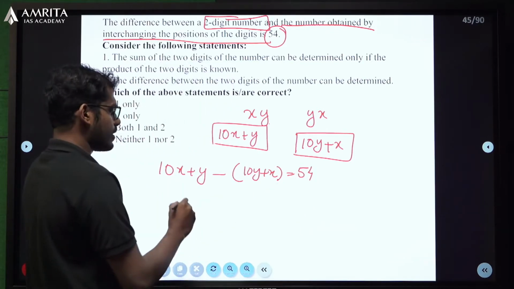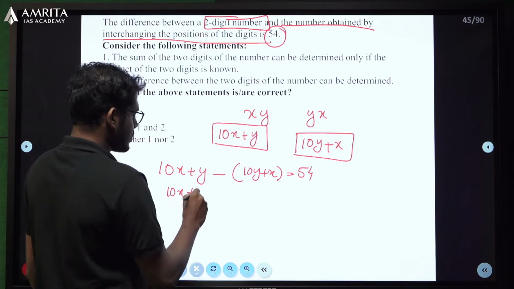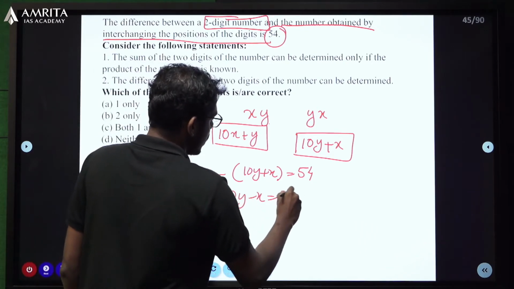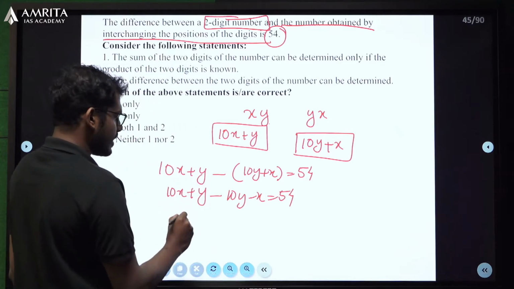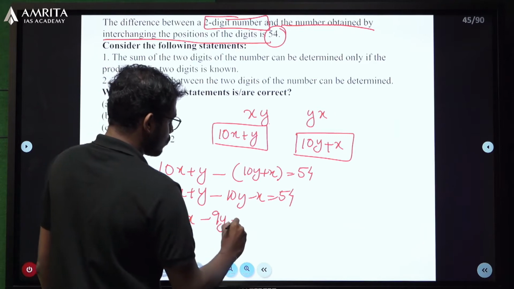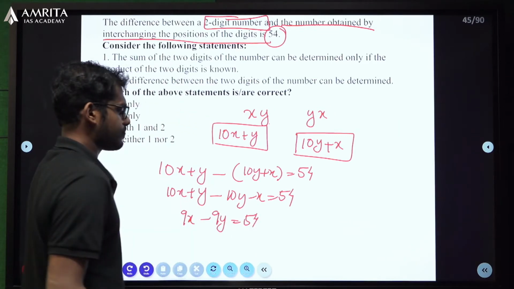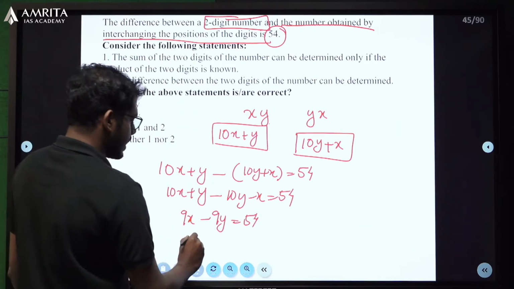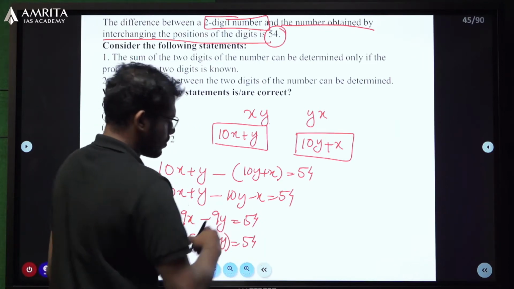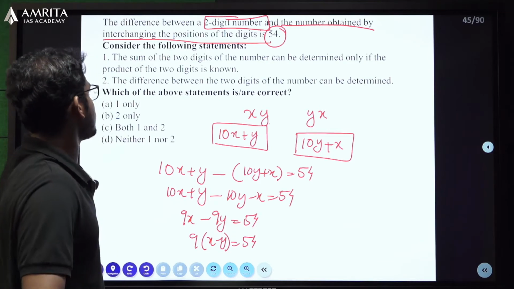Let us expand the equation. 10x plus y minus 10y minus x is equal to 54. 10x minus x is 9x, y minus 10y is minus 9y, so 9x minus 9y is equal to 54. Let's take 9 common: 9 into (x minus y) is equal to 54. Now let's come back to the question.